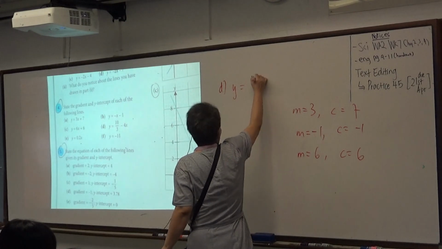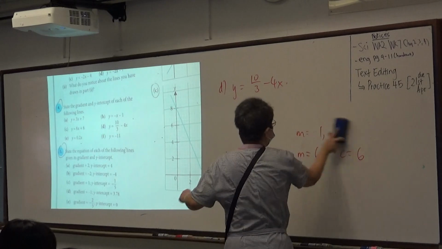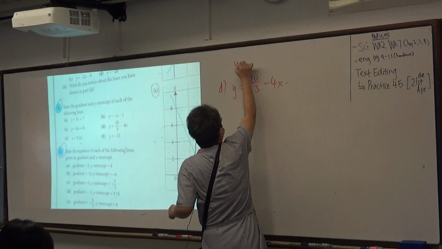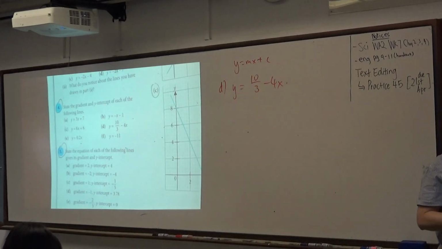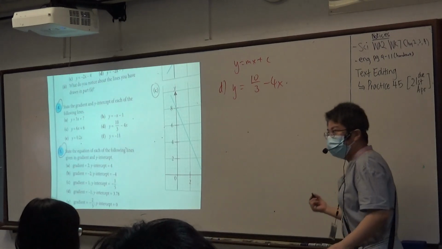y equals to 10 over 3 minus 4x. Now, this is not in the general form I want. The general form is y equals to mx plus c. We try and write it in that particular form first. Okay? Now, can you see I'm going to do a rearrangement?